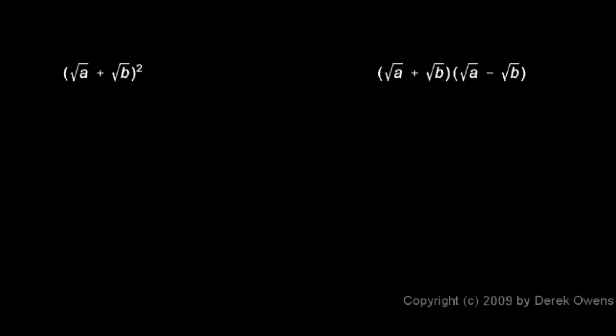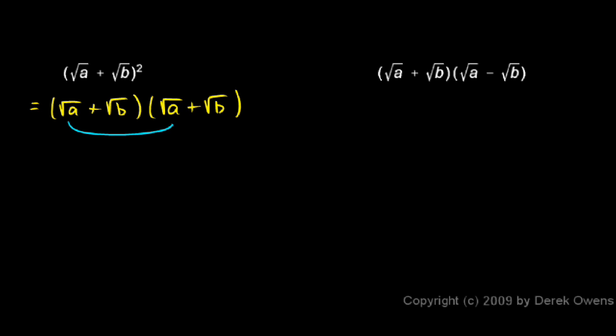Here we have the square root of a plus the square root of b, squared. So let's write the square root of a plus the square root of b, times the square root of a plus the square root of b. And we'll do a FOIL.